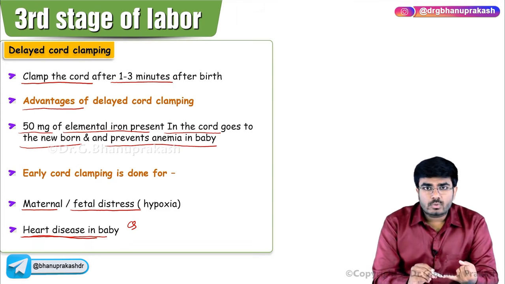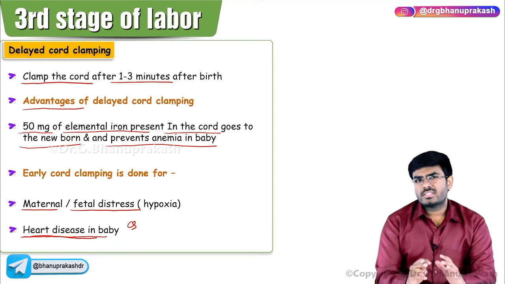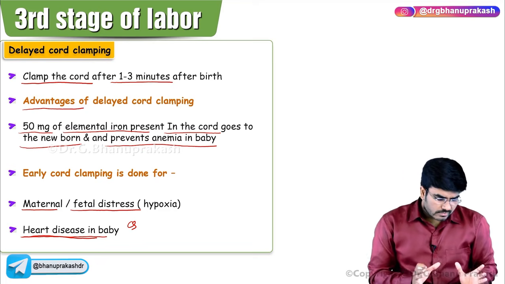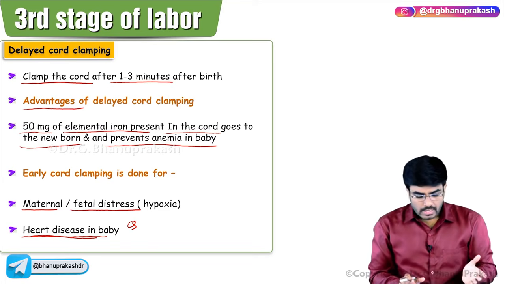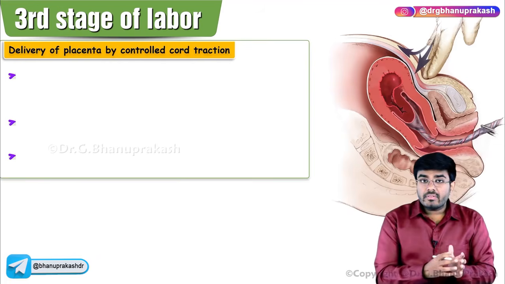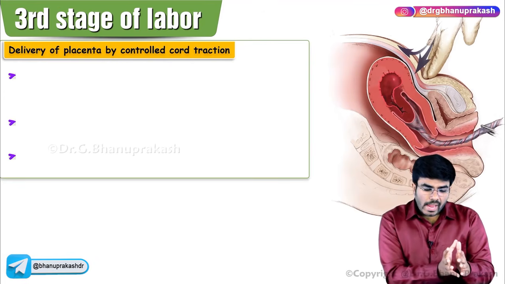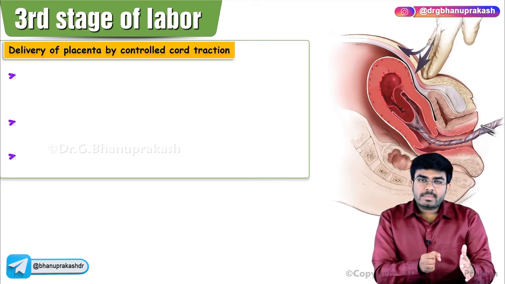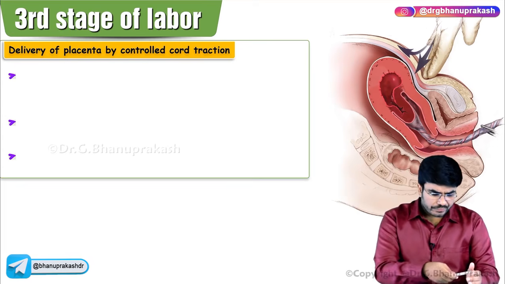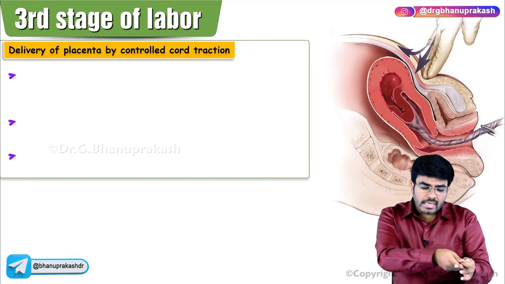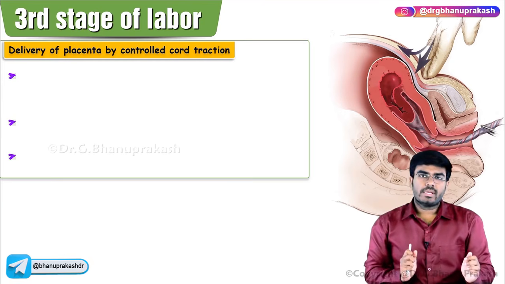We have discussed oxytocin, ergometrine, methylergometrine, prostaglandin F2 alpha, misoprostol, all these drugs. We have also discussed delayed cord clamping, the second component. Now after this, let's talk about the delivery of the placenta. Once you confirm that the placenta is separated, you take the placenta out by controlled traction on the cord. You pull the cord in a controlled fashion so that the placenta comes out.